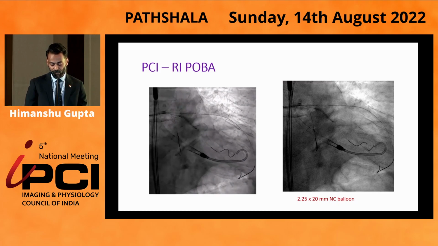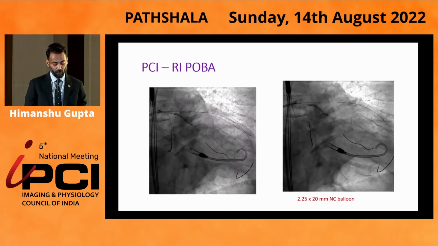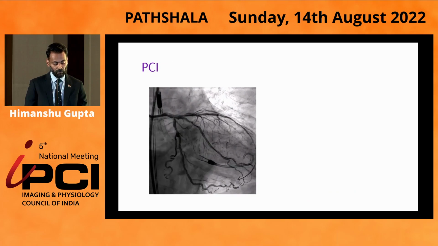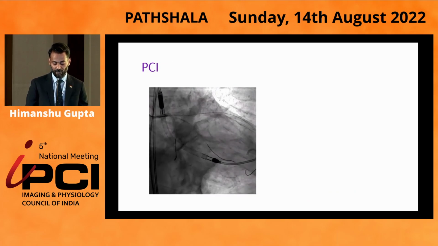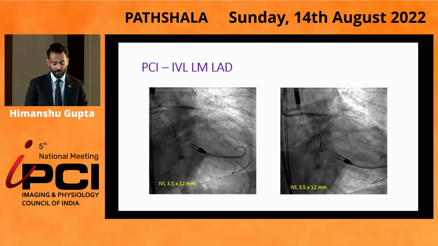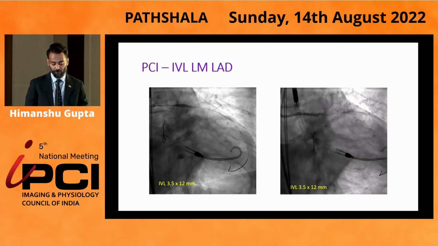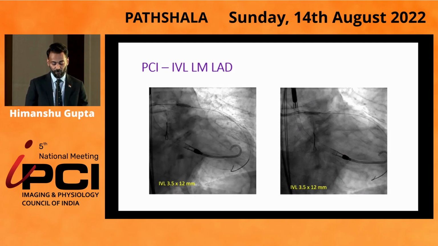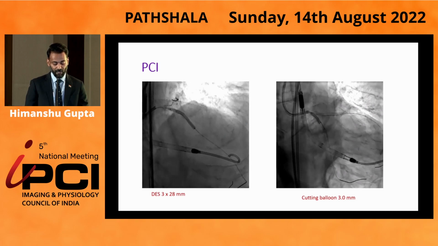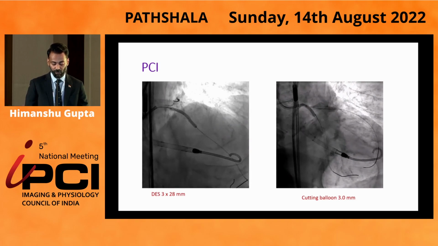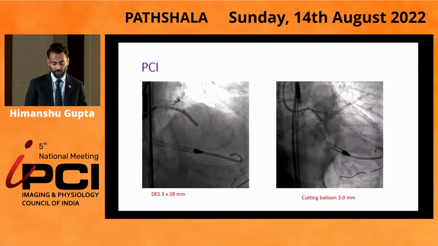So we dilate the ramus with a 2.25 into 20 NC balloon with good result. So the ramus looks very nice. We remove the ramus wire, it'll be okay. And then we work with a 3.5 millimeter IVL on the LAD and the distal left main, which works nicely. We stent the mid LAD, then turn our attention to the circ. We prepare the circ with a 3 into cutting balloon.